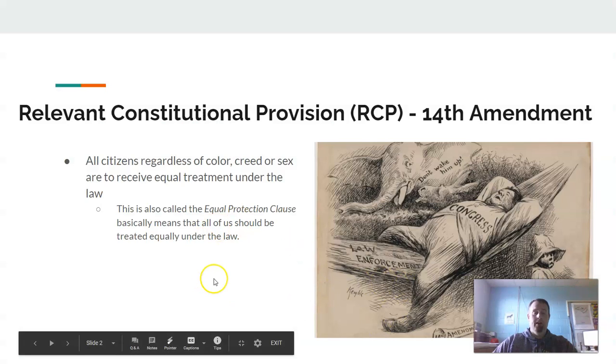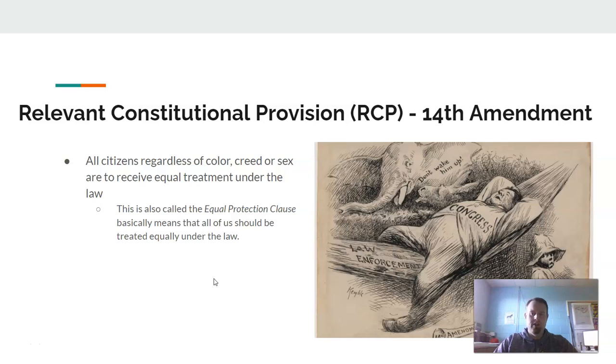There we go. Okay. So one of the relevant constitutional provisions, that's a long word, so I decided to abbreviate with the letters RCP. Obviously, the most relevant is what is called the 14th Amendment. So not in the actual Bill of Rights, but these are part of what is called the Reconstruction Amendments, Amendments 13, 14, and 15. And what the 14th Amendment made reference to was that all citizens, regardless of color, creed, or sex, are to receive equal treatment under the law.